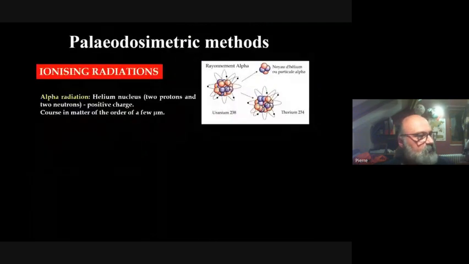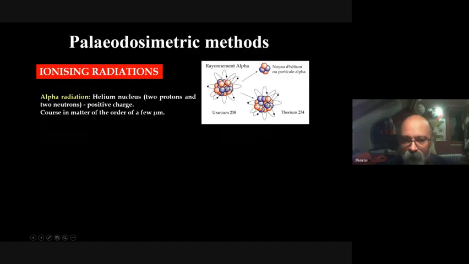The last thing, I will take just 10 minutes to finish the last part, the last family of methods we use in geochronology. It is the paleodosimetric methods. These methods are also based on radioactive activity, but not on a specific element transforming into another; it is based on the effect of the radioactivity on the rocks or minerals or bones or something like that.